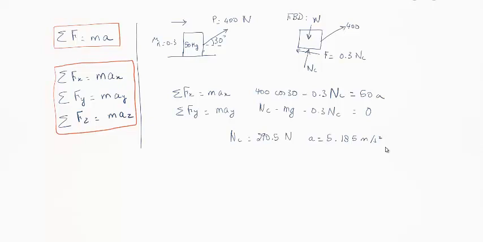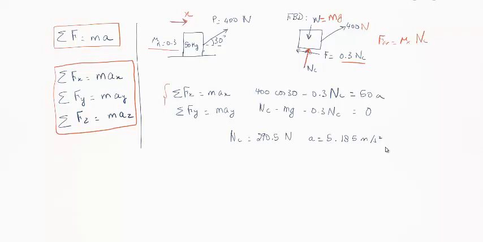So we have this box, 50 kilograms. We know it's moving in this direction, the horizontal x. We have this force P on it with 400 newtons at an angle of 30 degrees, and we know that the friction coefficient is 0.3. So the first thing to do is we draw the free body diagram. So we have the weight, which is equal to mass times gravity. We have the P, we have the reaction here, and we have the friction force, which equals mu K times the reaction.